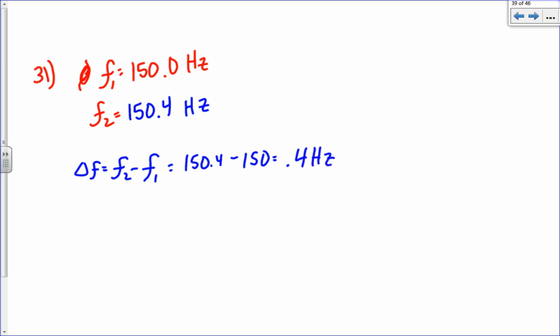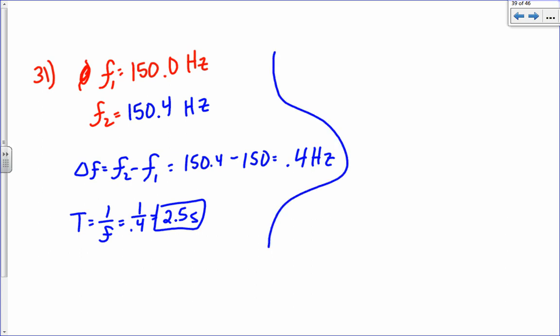And then I want to know the time between the beats. This goes back to our period and frequency relationships. It's 1 over 0.4. What's that? 2.5 seconds. So there your difference is pretty small in your frequency, and so your beats are going to be much more widely spaced. So it's going to be like wah, wah, wah, like that. 2.5 seconds between them. All right, 33.